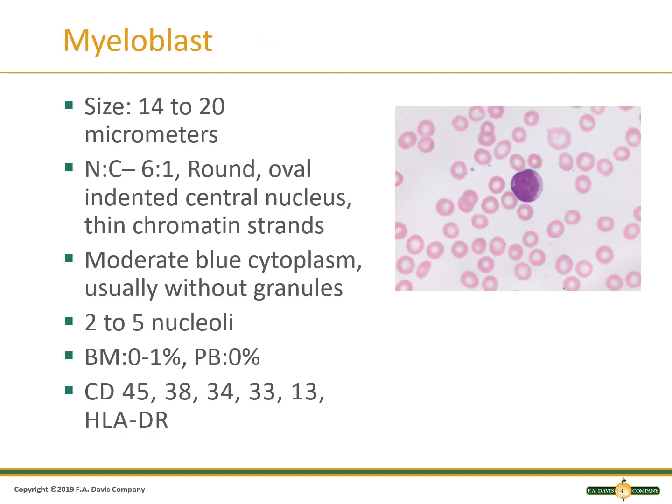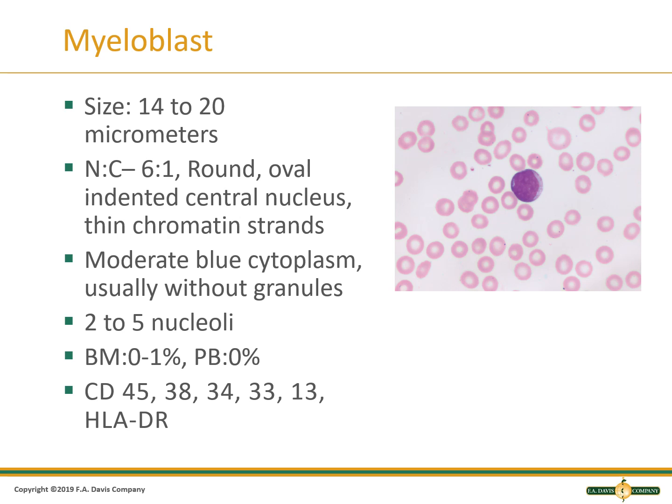So here we have the starter, the mother cell, the myeloblast, and those criteria that I just went over, what we use to evaluate and differentiate the cell. We have the size, which is 14 to 20 micrometers. The nucleus to cytoplasm ratio is 6 to 1. You can see the darker purple area, which is the nucleus, is much larger than the cytoplasm.